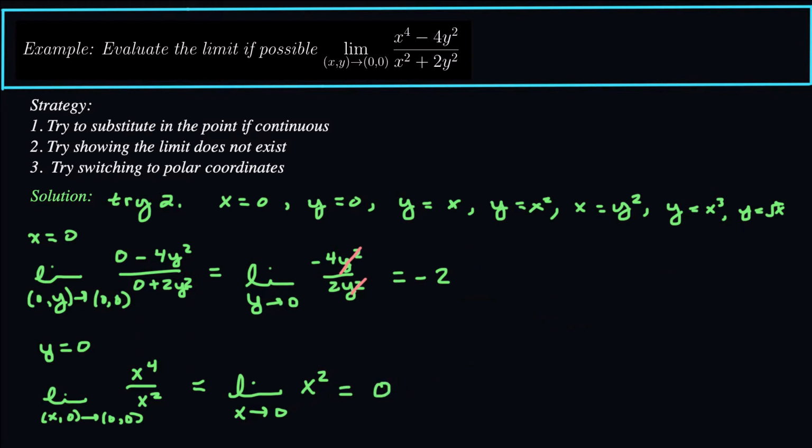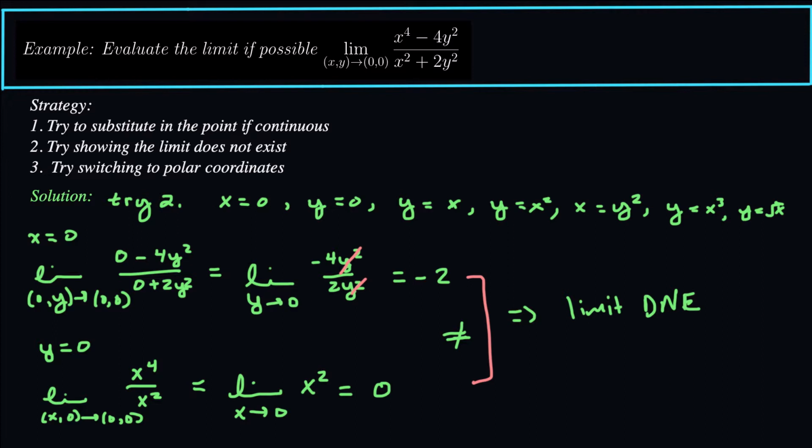So actually we have two different paths that show different limits. Therefore, the limit does not exist. So this means the limit does not exist. So these are not equal. Therefore, the limit does not exist.